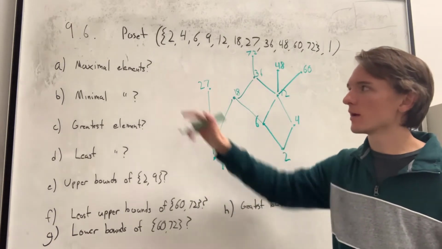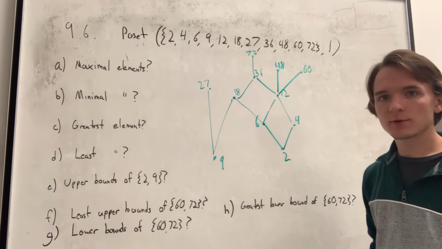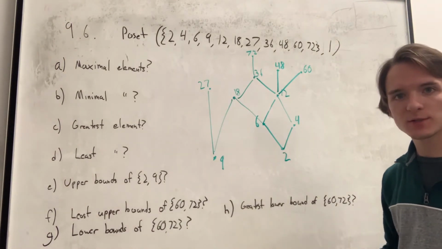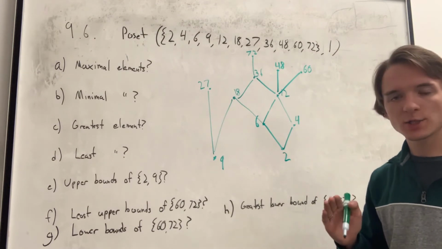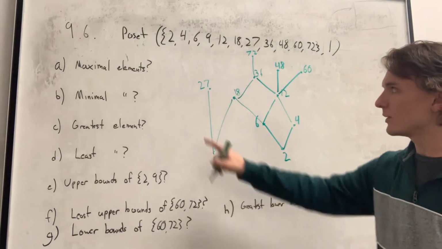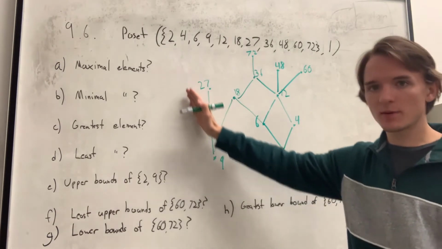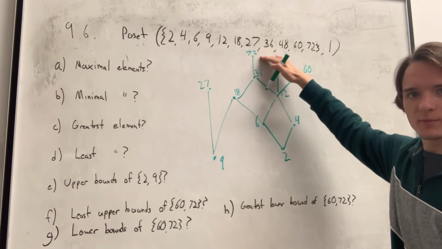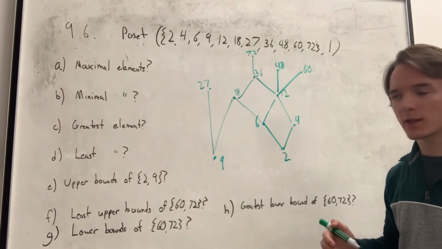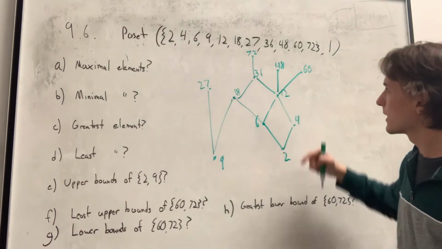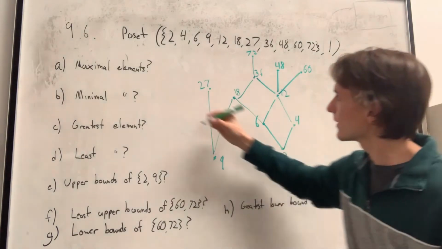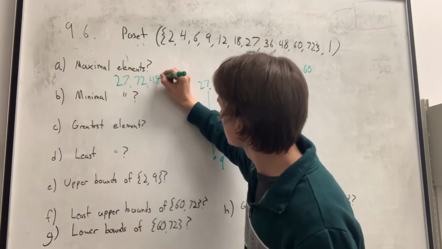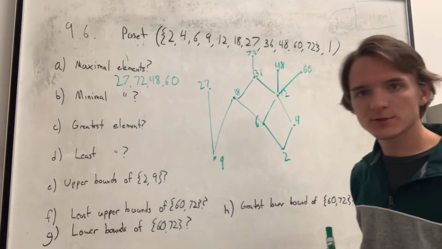Then we answer. Part A, what are the maximal elements? Well, the maximal elements are simply those that don't have any relationship on top of them. So that would be 27 because there's no relationship above it. 72 because it's an endpoint. There are no relationships on top of 72. 48 and 60. Okay, that answers that question.